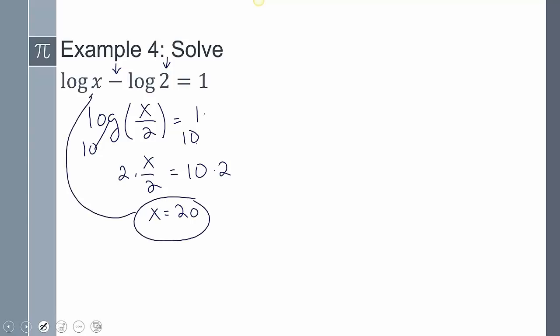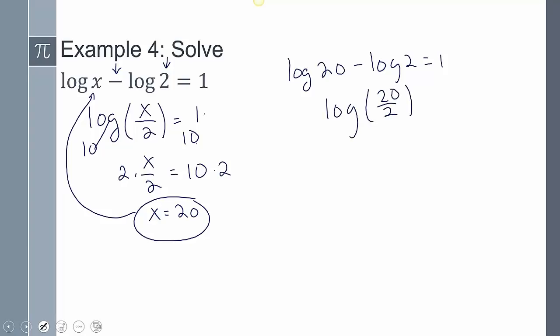And so for here, if I plug that back in, I'll just show it just in case you guys are like, hey, what does that look like? Log 20 minus log 2 equals 1. So that's log 20 over 2. Does that equal 1? Well, 20 over 2 is 10. Well, log 10 simplifies into 1. So 1 equals 1. So it works.